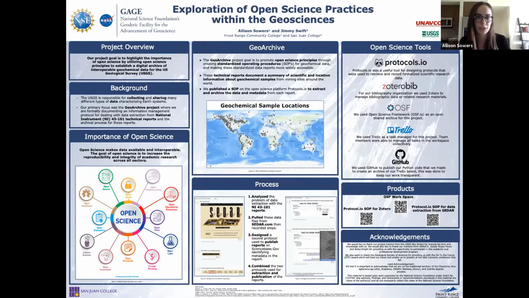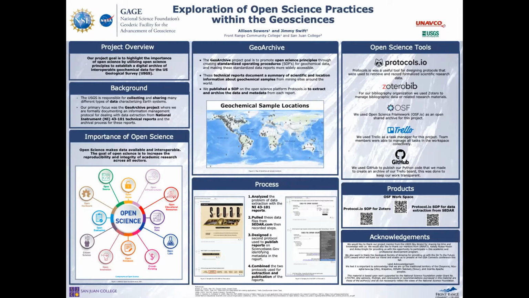The goal of our project is to highlight the importance of open science by utilizing open science principles and practices to establish a digital archive of interoperable geochemical data for the U.S. Geological Survey. For some background on our project, the USGS is responsible for collecting and sharing many different types of data characterizing Earth systems. This includes earthquakes, floods, landslides, volcanoes, droughts, fires, and wildfires, and geomagnetism.